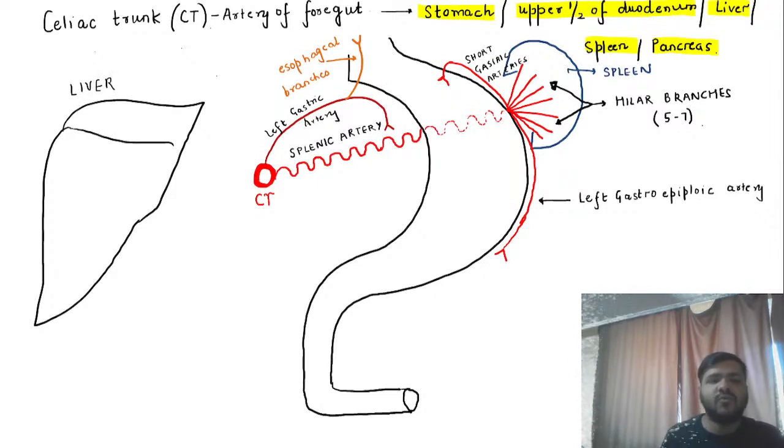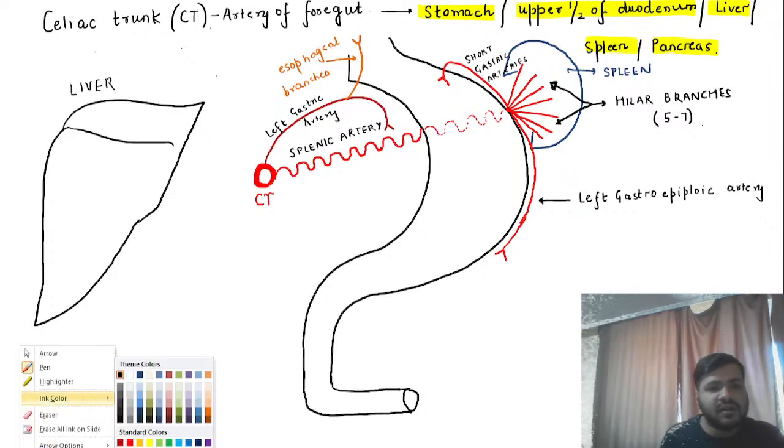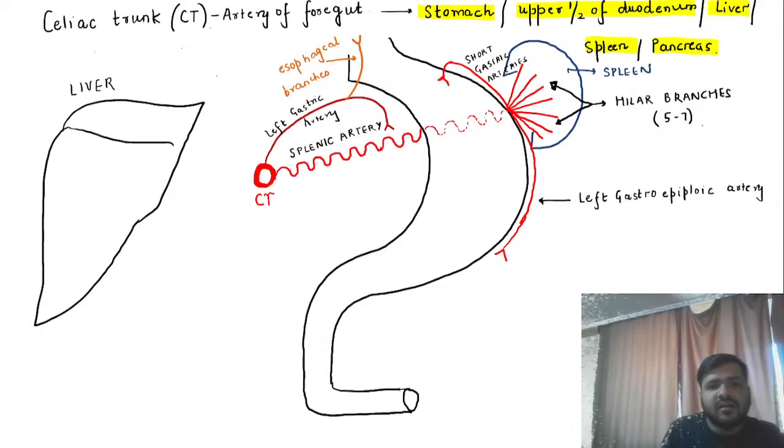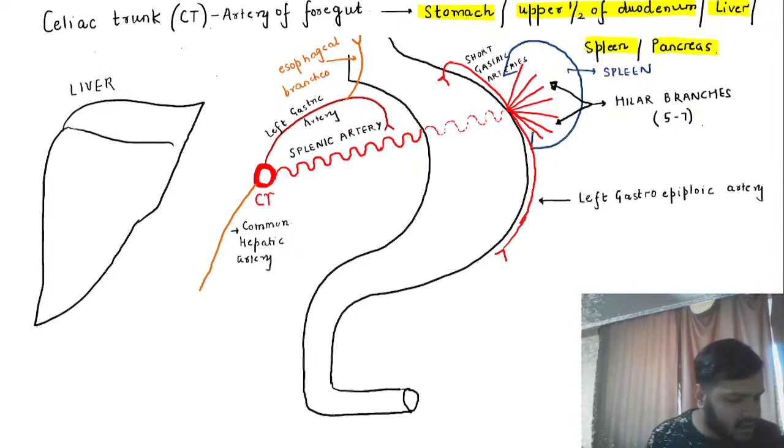And now there is one more branch that will be coming from the celiac trunk. And remember that this branch is called the common hepatic artery.